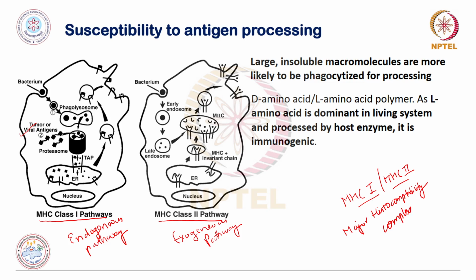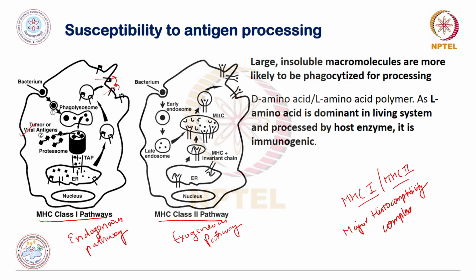So basically what happens in this is, initially, the cytosolic proteins are degraded by the proteasome here. Then these peptides enter into the ER via this TAP transporter, and then they are loaded onto the MHC class 1 molecules and transported to the cell surface here.